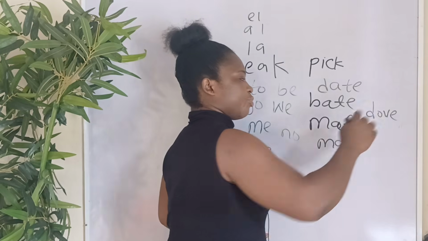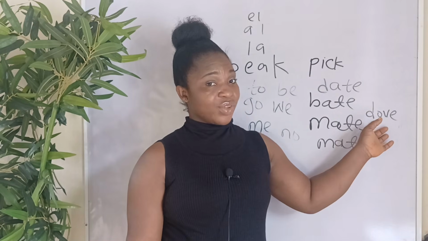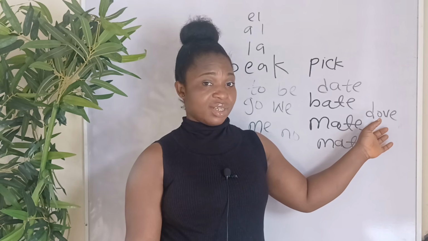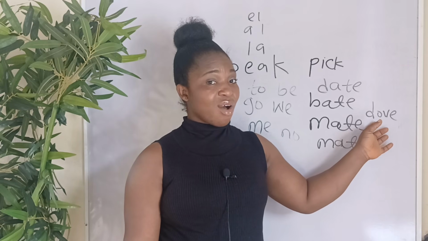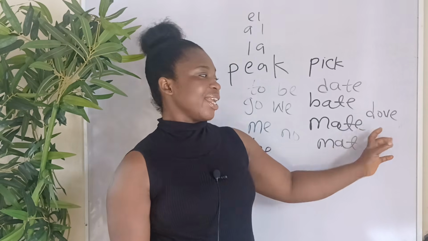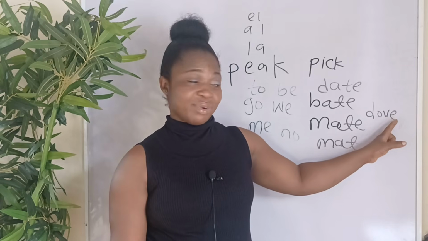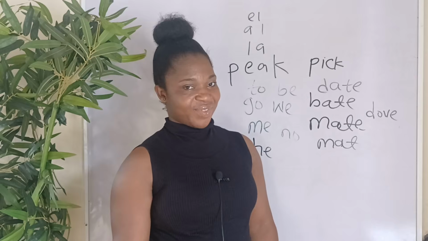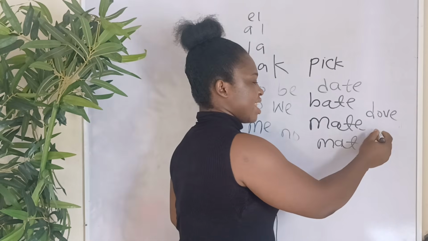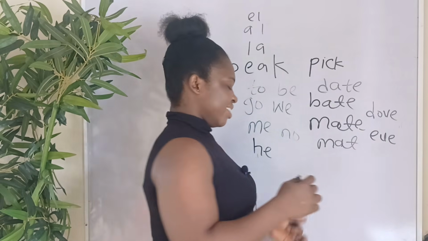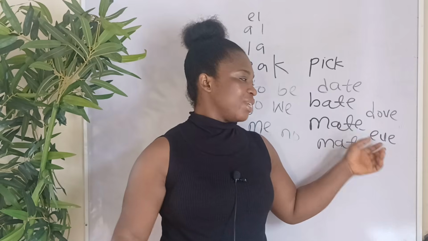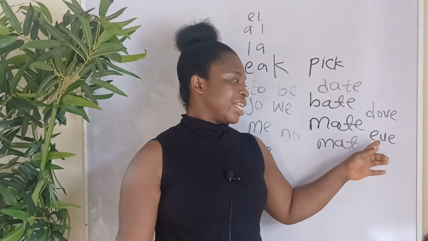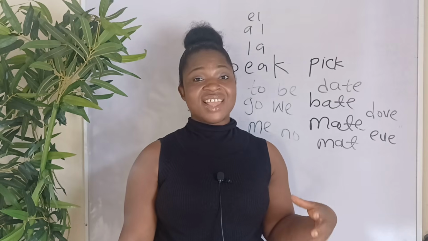D-O-V-E. This is pronounced as dove. Dove, not do. It is dove. Okay, so you can see that the E as well wasn't pronounced, but dove. All right, we still have the word E-V-E. Okay, someone will say, why is this not pronounced as Eve? But it is pronounced as Eve.